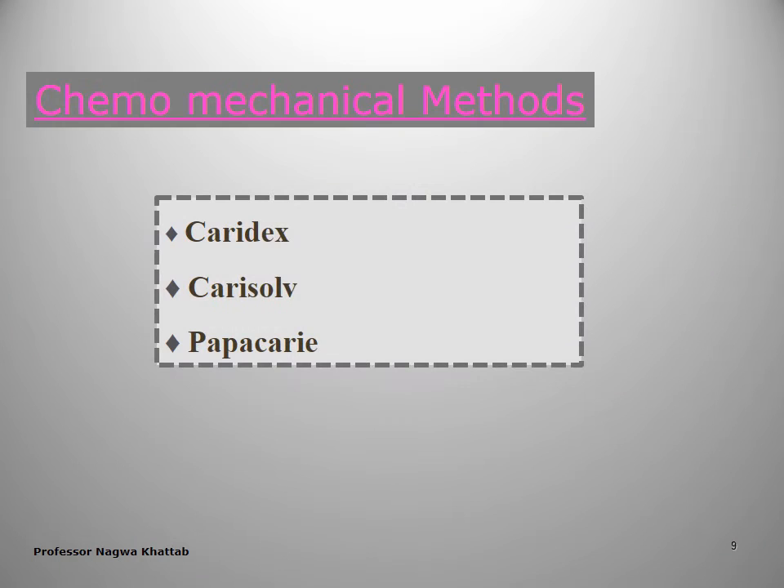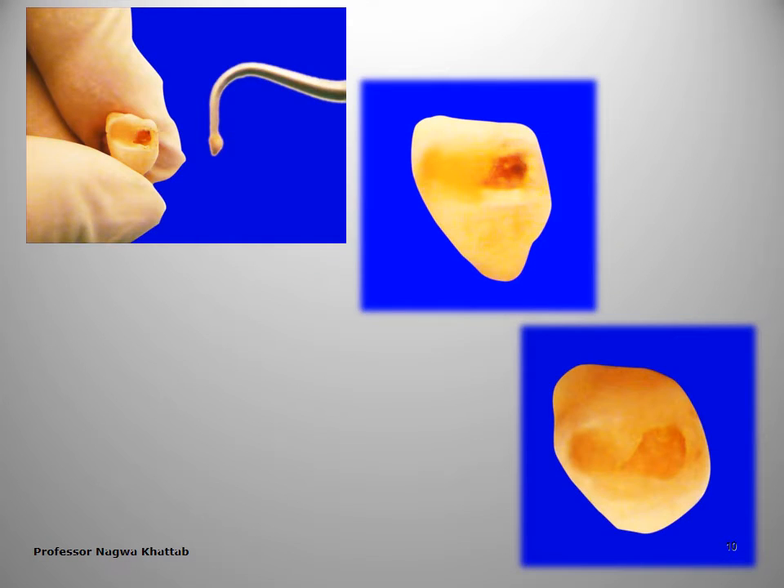prepared by laser. Chemomechanical caries removal means we have a chemical agent and use an instrument to remove. The most commonly used are Caridex, Carisolve, and Papacarie. This is Carisolve, Caridex, Carisolve materials, which is red in color, added to the tooth structure. They soften the carious dentine, leaving the final cavity without any carious lesion.